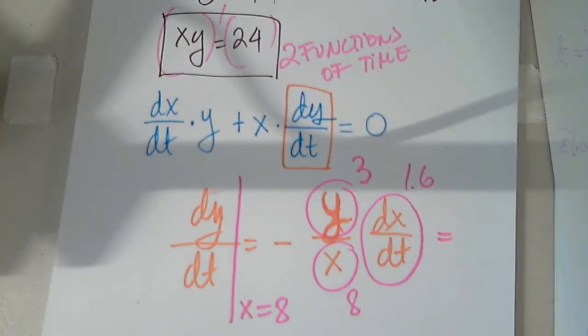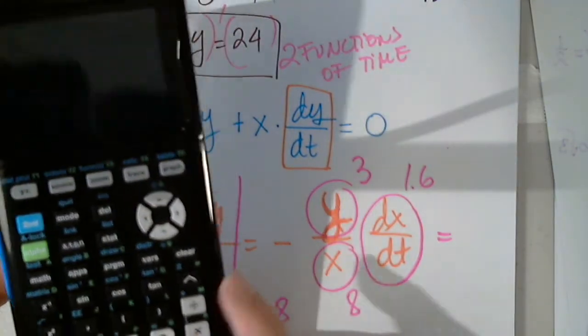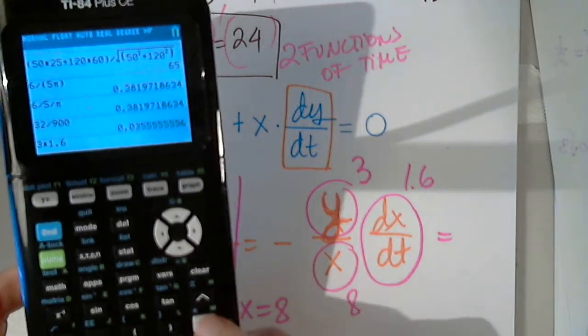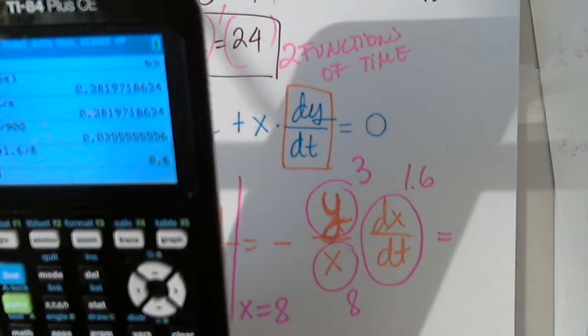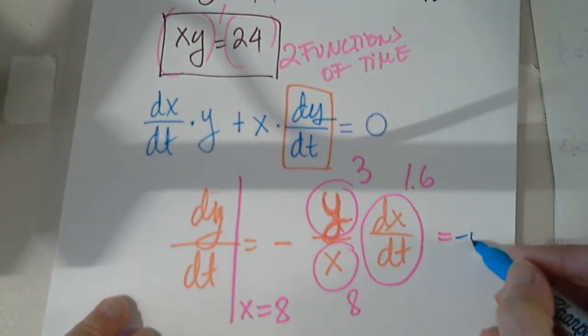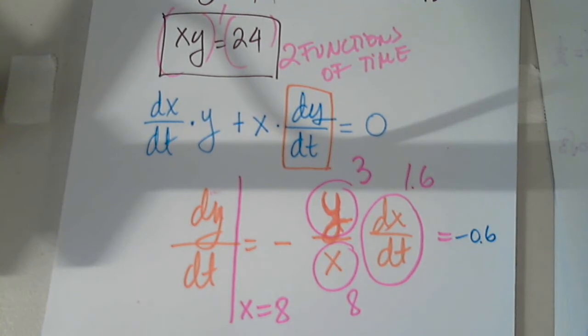Plug everything in. 3 times 1.6, my calculator, yes, right here. So 3 times 1.6, and now you can divide by 8. And this is 0.6, of course, with minus in front, absolutely. Negative 0.6, and I have to decide what is the measurement unit.